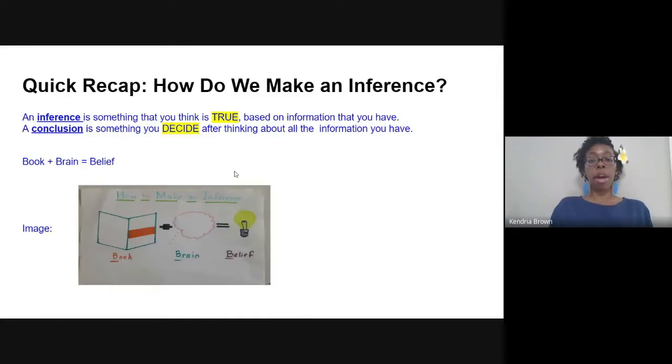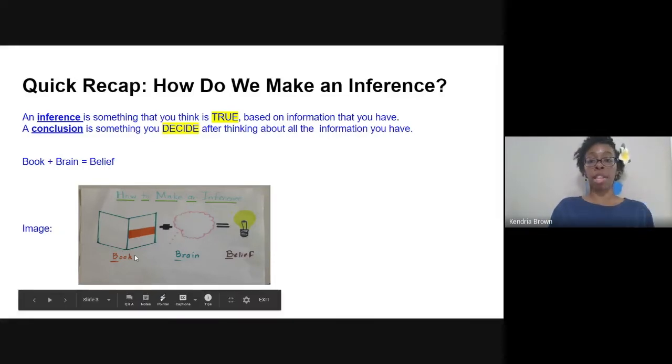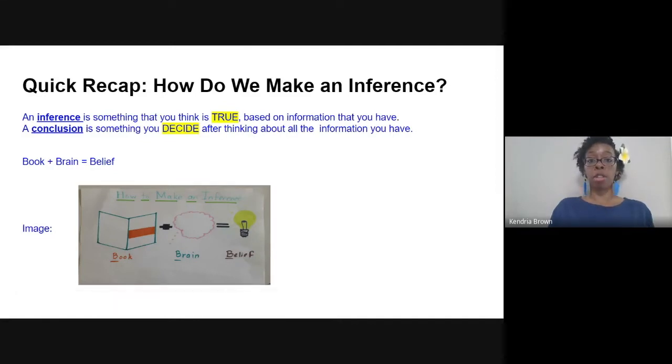Now, quick recap. How do we make an inference again? An inference is something that you think is true based on information that you have in the text. A conclusion is something that you decide after thinking about all of the information that you have and making your inference. Remember, earlier in the week, we made a graphic organizer called the book plus brain equals belief organizer. We're going to think about that as we create our own fiction today and make inferences about the story starter sentence while we create that fiction.